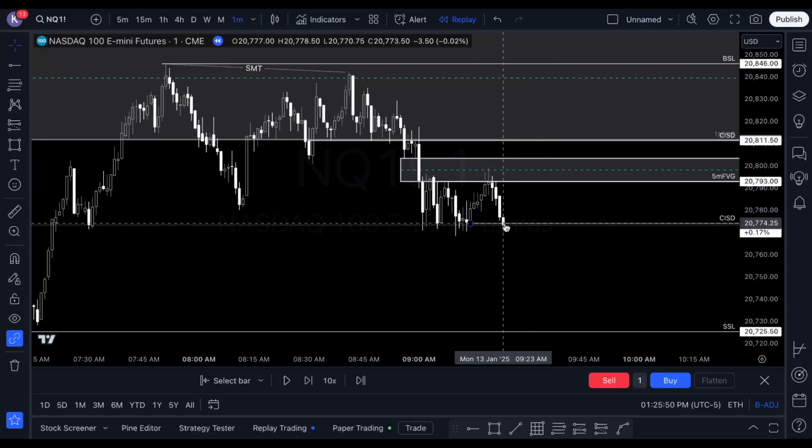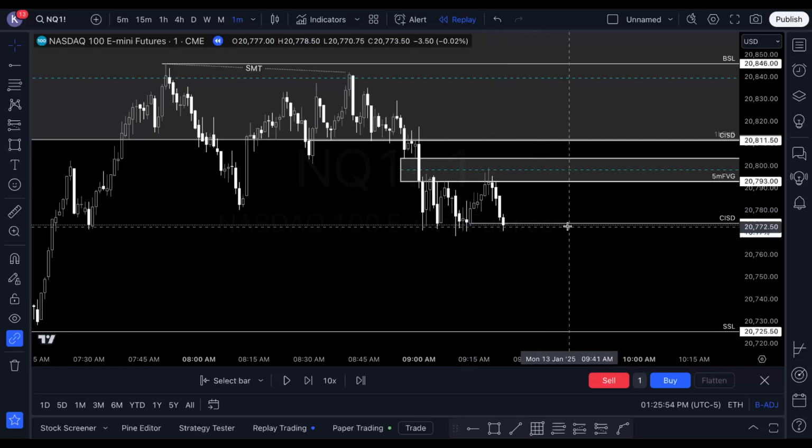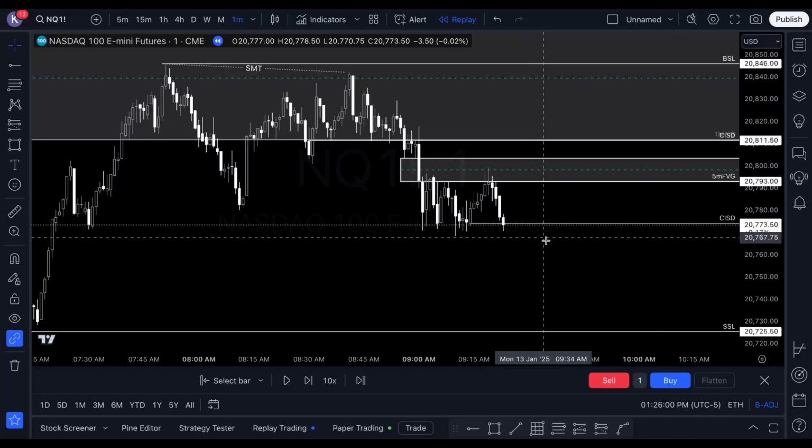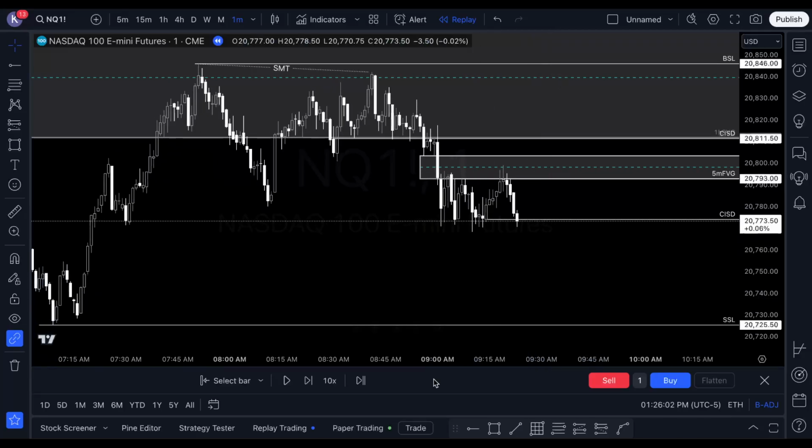So we can see that we have our displacement down, our close below the change in the state of delivery, and then we also have a 1 minute fair value gap right here. So I'm going to wait for a tap of the 1 minute fair value gap, and then I'm going to take this short.